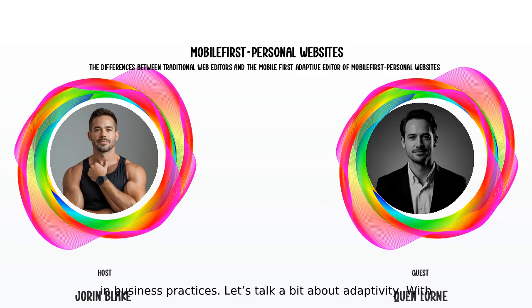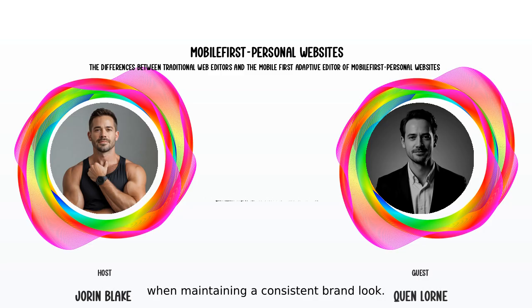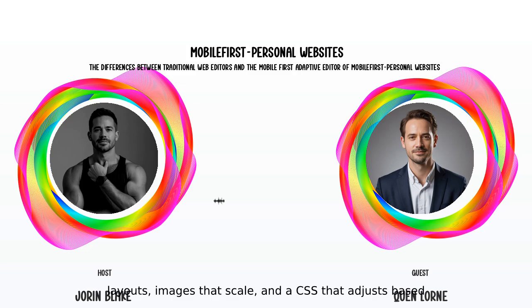Let's talk a bit about adaptivity. With so many screen sizes from phones to tablets to desktops, the ability of these editors to adapt effectively is monumental when maintaining a consistent brand look. Absolutely. Adaptive design is generally handled through flexible grids and layouts, images that scale, and a CSS that adjusts based on the device viewing it.